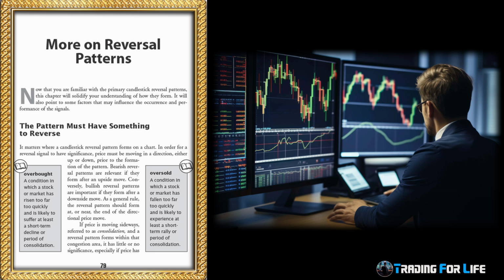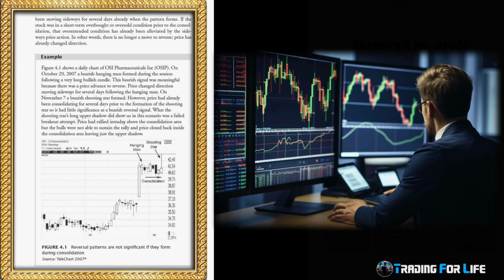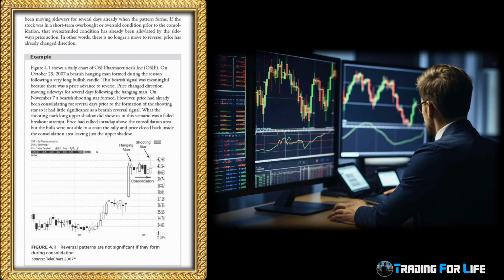If price is moving sideways, referred to as consolidation, and a reversal pattern forms within that congestion area, it has little or no significance, especially if price has been moving sideways for several days already when the pattern forms. If the stock was in a short-term overbought or oversold condition prior to the consolidation, that overextended condition has already been alleviated by the sideways price action. In other words, there is no longer a move to reverse. Price has already changed direction.